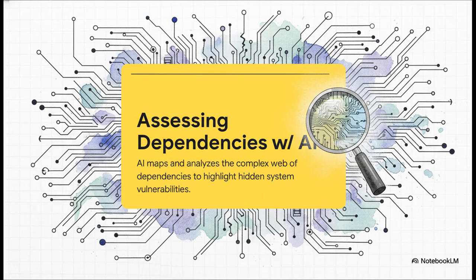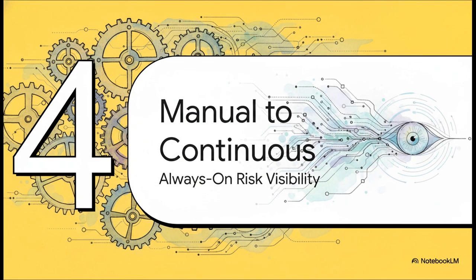And third, and honestly, this one is so critical, AI can map out that incredibly tangled web of dependencies between all your systems. It shines a spotlight on those hidden single points of failure, the ones you probably don't even know exist until it's way too late.